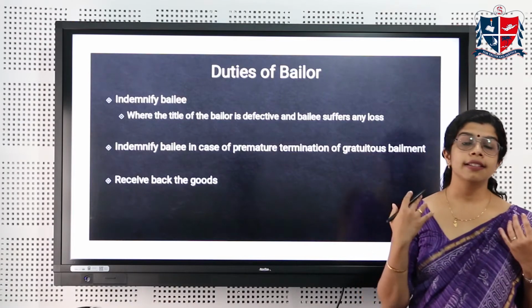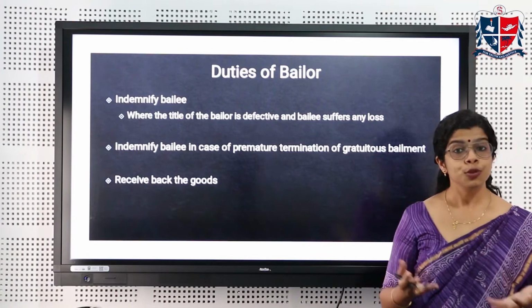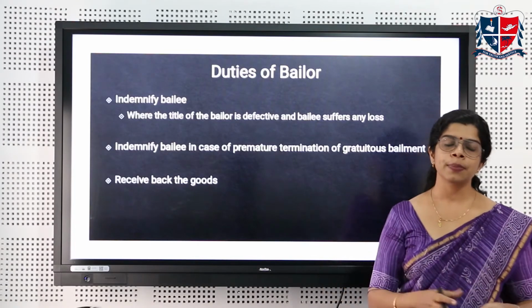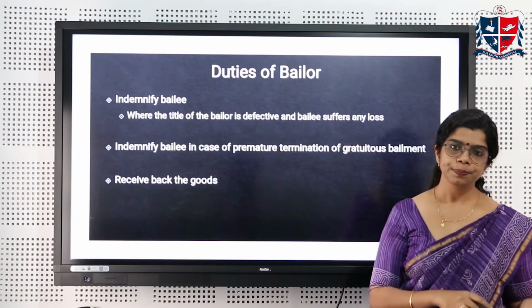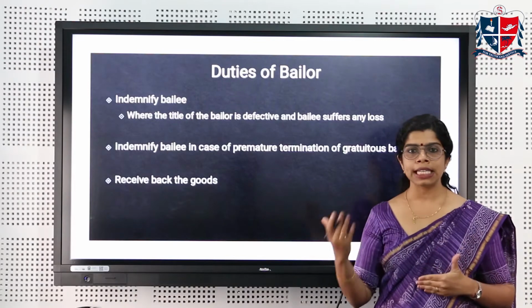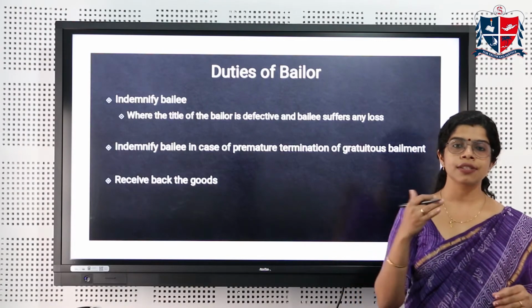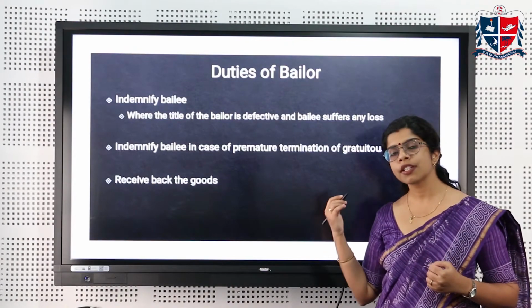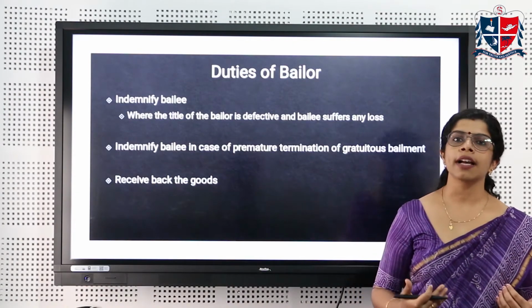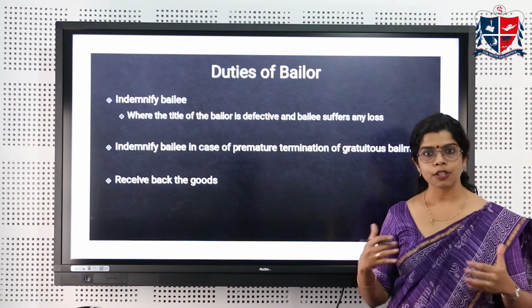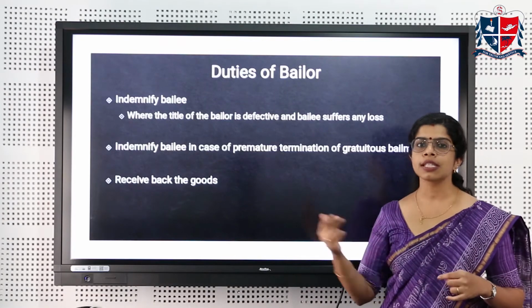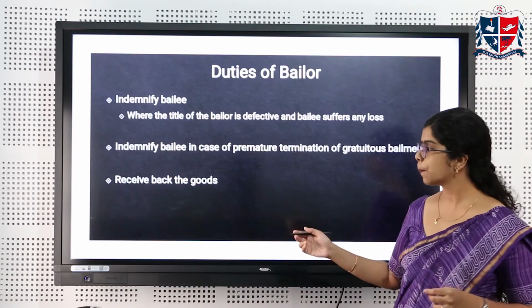And it is the duty of the bailer to receive back the goods after the purpose has been achieved by the bailee. So once the bailee is done with the purpose and is trying to deliver the goods back to the bailer, it is the responsibility of the bailer to accept the goods back from the bailee. He shouldn't take much delay. So as soon as the specific purpose is accomplished, he has to take it back from the bailee.